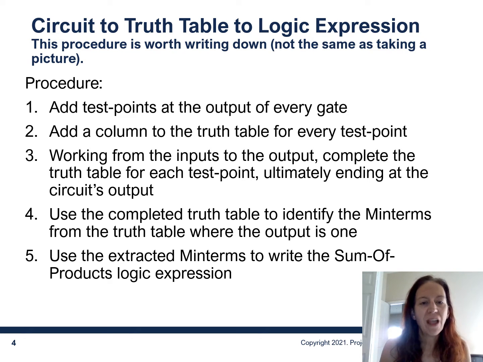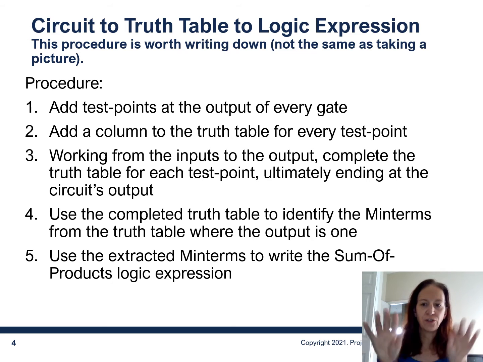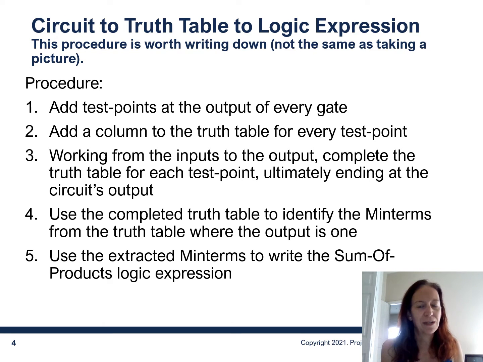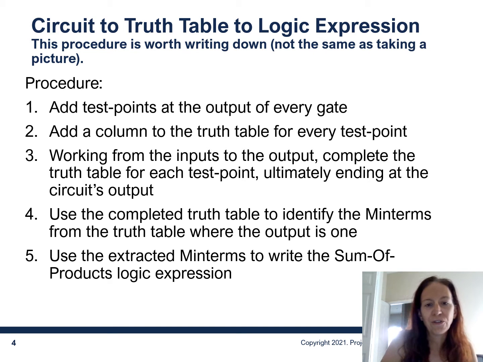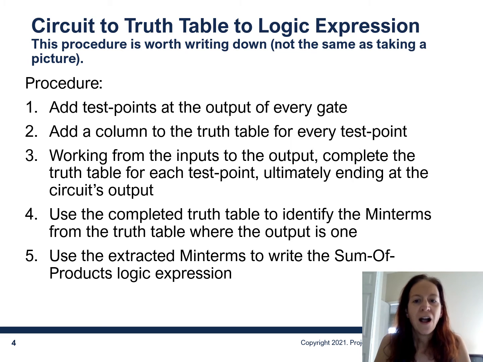But then you would add a column to the truth table. You start the truth table with your binary counting of however many inputs you have, and then you would add a column to the truth table for every test point. And that's where it can get to be overwhelming. If you have like 30 gates in your circuit, you definitely don't want to have like 30 columns in your truth table. Then working from the inputs to the output, complete the truth table for each test point, ultimately ending in the circuit's output.